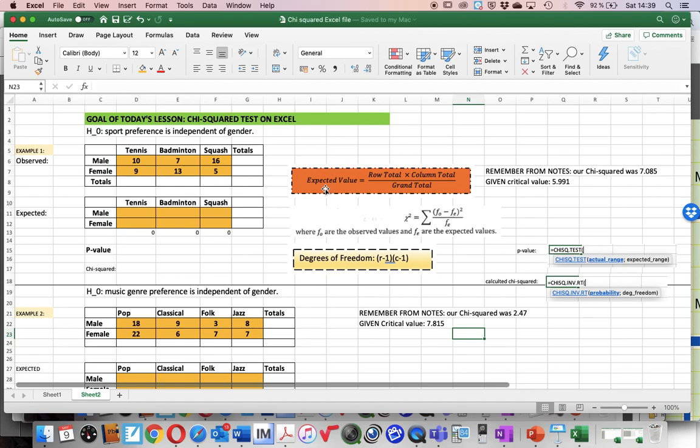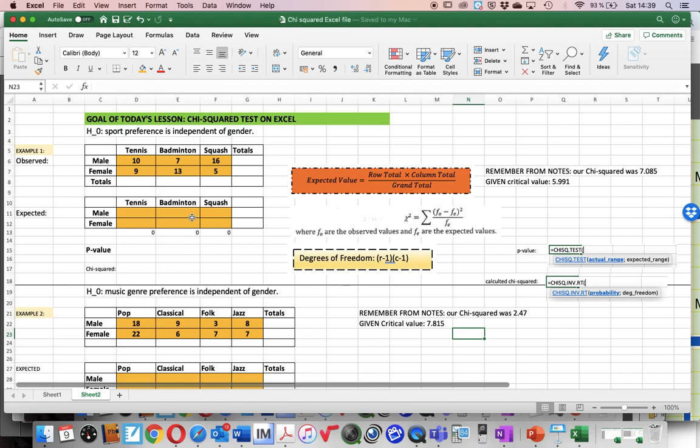Hi students, Miss Walsh here, and today we are going to learn how to do the chi-square test on Excel. If you'd like to follow along, you can open the blank file that I have posted as well and just be pausing it and doing each step as you go along.